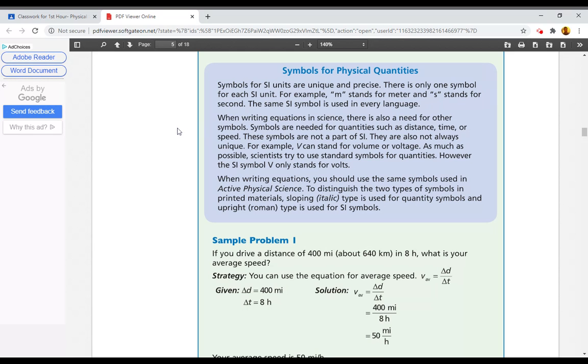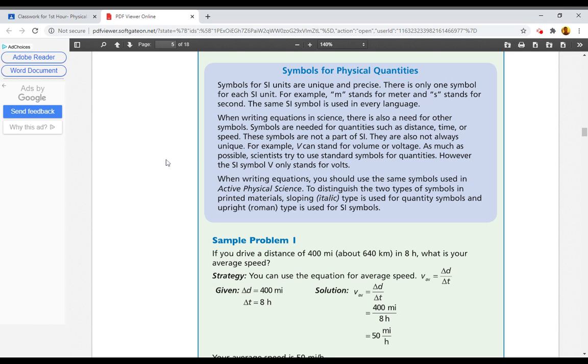When writing equations in science, there is also a need for other symbols. Symbols are needed for quantities such as distance, time, or speed. These symbols are not part of the Système International, which is the metric system. They are also not always unique. For example, V can stand for volume or voltage.